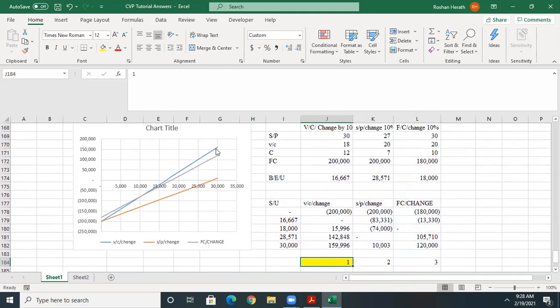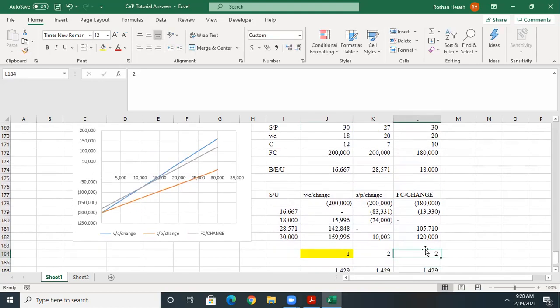You can see that there's a significant impact. So the fixed cost must be the second one, sorry. Fixed cost as it was witnessed over here, and the sales price drop is having the third significant impact.